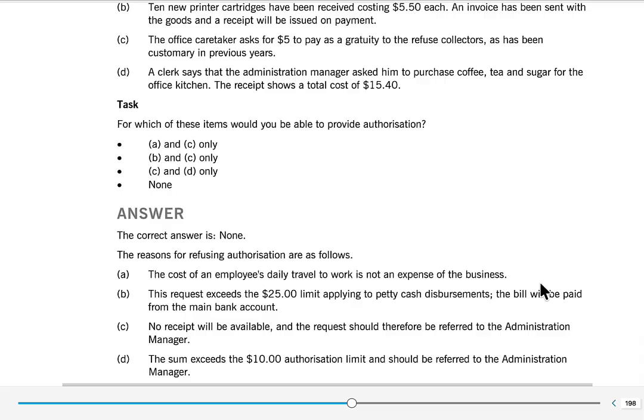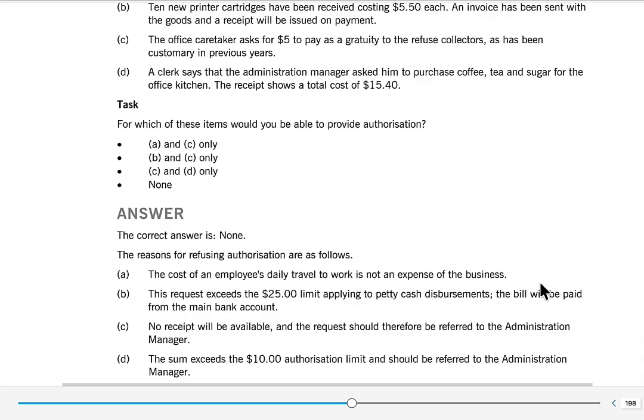Final conclusion. Why the correct option is none. Now, let us summarize in one clear line for each item. A is not allowed because it is personal travel, not a business expense. B is not allowed because it is too large for petty cash. It is $55. C is not allowed because there is no receipt, so it must go to the administration manager. D is not allowed by the petty cashier because it is above $10, so it must go to the administration manager. So the petty cashier cannot authorize any of them. That is why the correct answer is none.